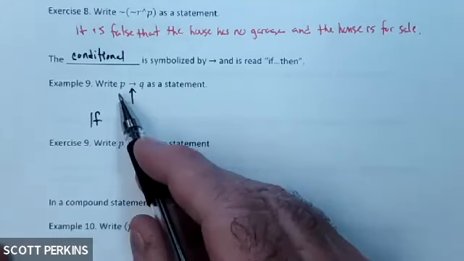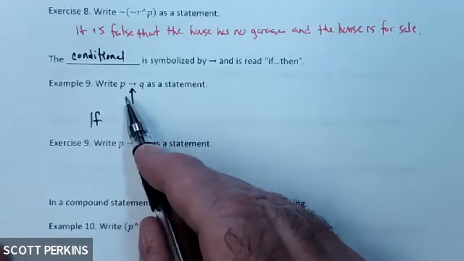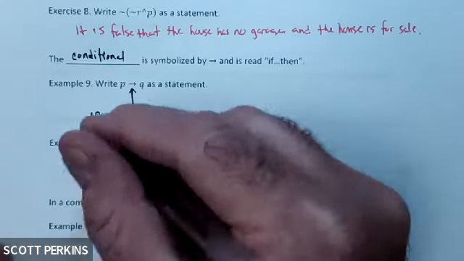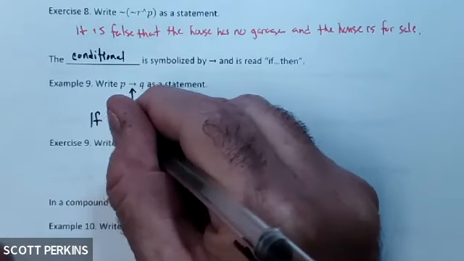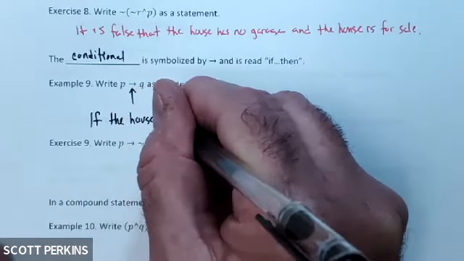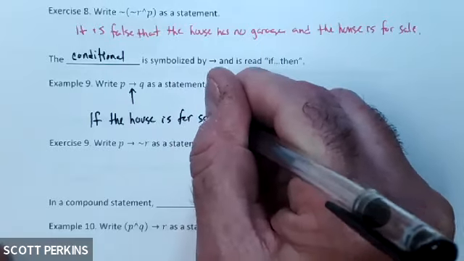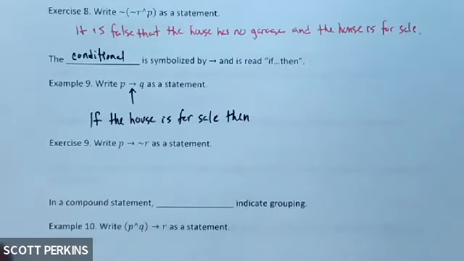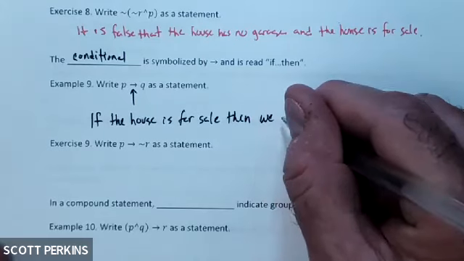Okay, so then if, and just to speak to that question from earlier, the conditional statement is one where definitely the order matters. So you cannot get this out of order. So if P, and P is if the house is for sale. And then we say then. The if and the then is what that arrow means. That's the conditional statement. Then Q, then we can afford the house.